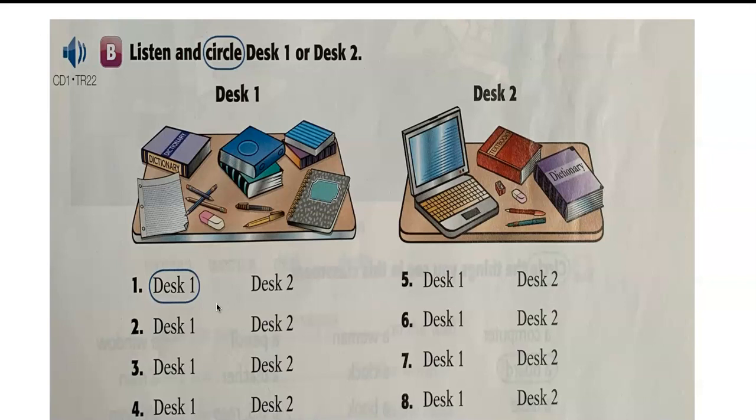B. Listen and circle desk 1 or desk 2. 1. There is a notebook on this desk. Okay, so look at this. There is a notebook on this desk. Okay, this is a notebook. The notebook is in desk 1.